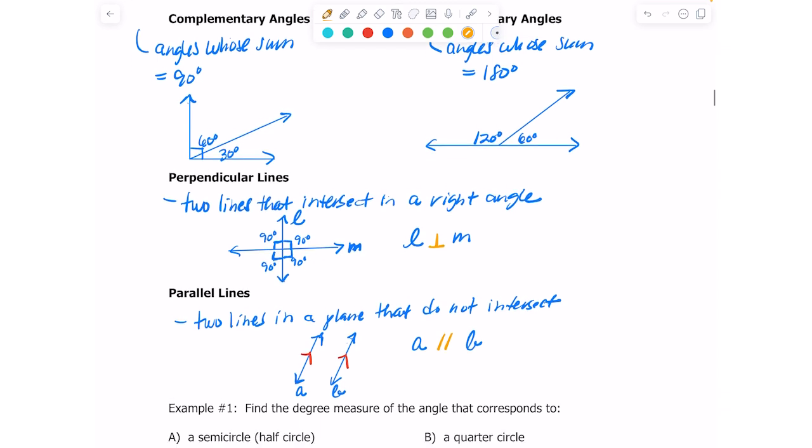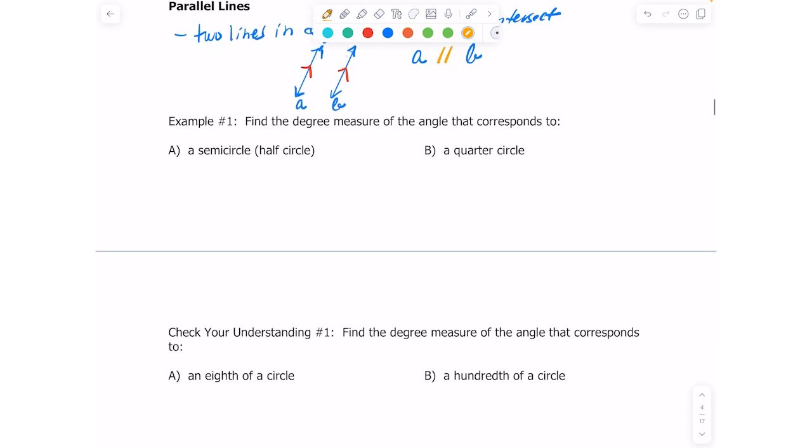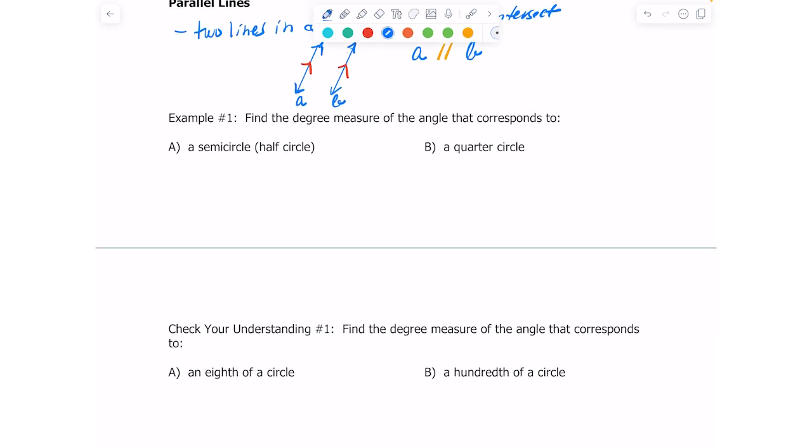All right, now that we have a lot of background there, let's practice and apply some things. So here we want to find the degree measure of the angle that corresponds to a semicircle, which is half of a circle. In other words, if I have a semicircle, how many degrees would that angle be that's formed in the circle? So again, picture the center of the circle as the vertex of the angle. About here is my center, and semi means half a circle, so I'm going to slice it in half. And we know by looking at that that's how many degrees?